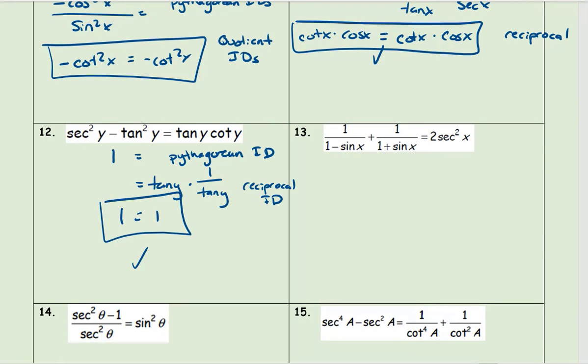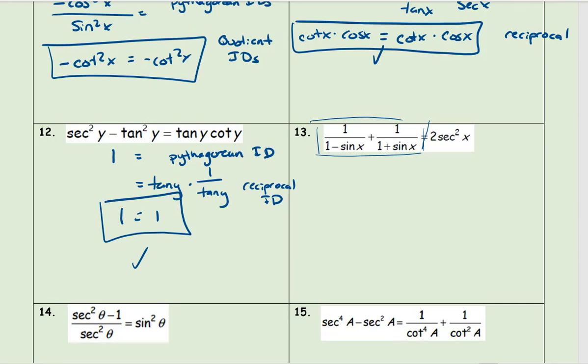Okay, so number 13 looks like a doozy, and this is why we had you guys do some of the practice for the prerequisites. So I have 1 over 1 minus sine x plus 1 over 1 plus sine x is equal to 2 secant squared x. Well, the left side looks a lot more difficult because we have fractions.